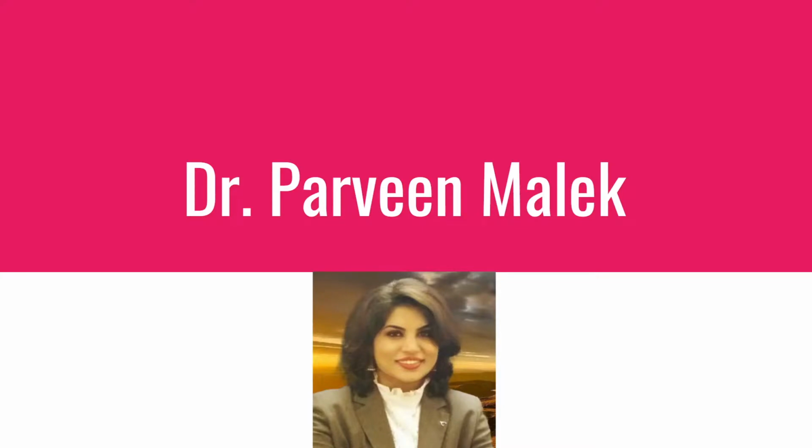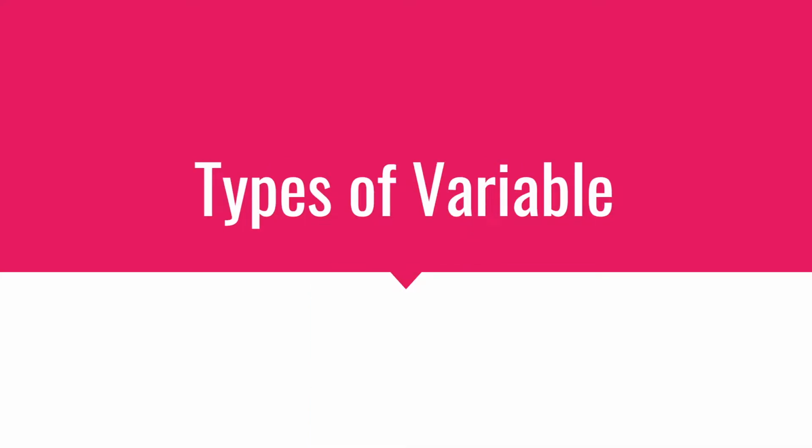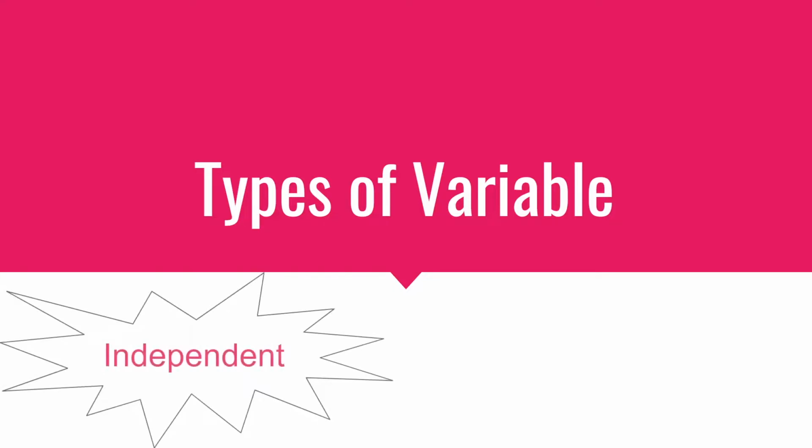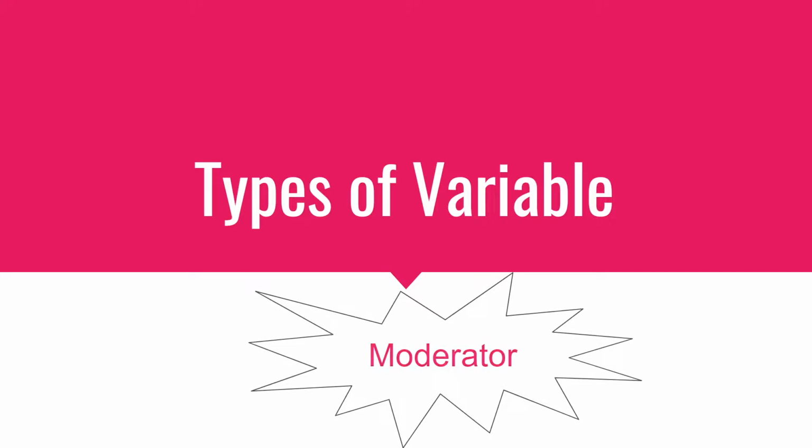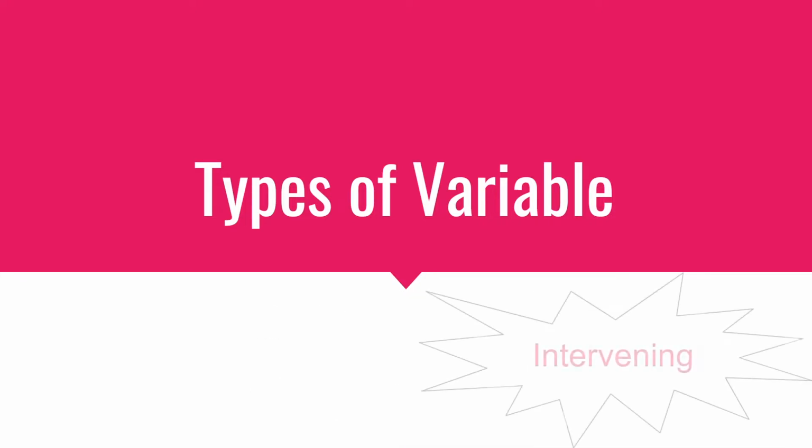I am Dr. Parveen Malik, and today I am trying to make you understand the types of variable. There are five types of variable in terms of research methodology: independent variable, dependent variable, moderator variable, control variable, and intervening variable. Today we are going to discuss the independent variable.